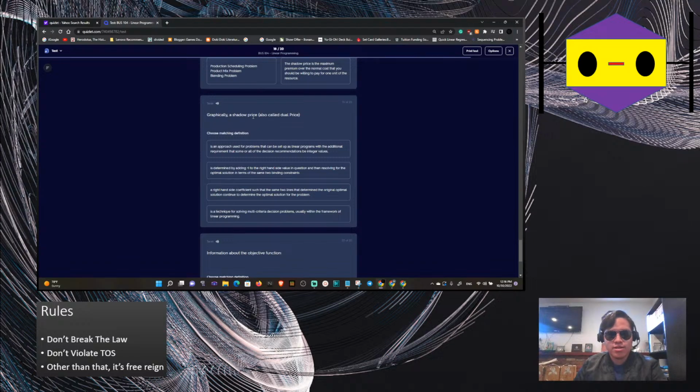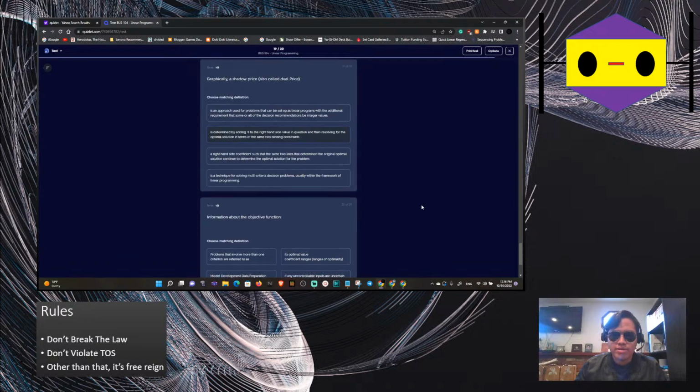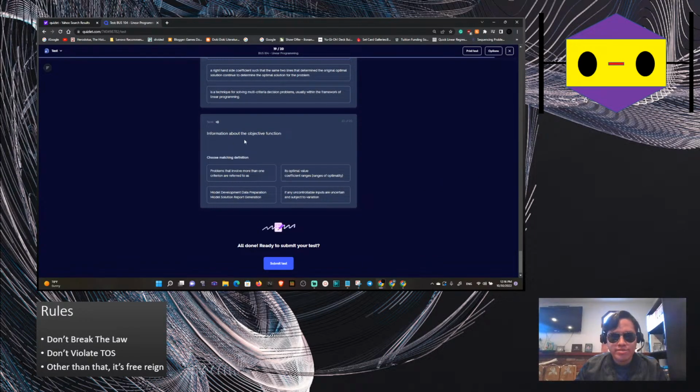Graphically, a shadow price, also called dual price, is what? Dual price. Oh, it's determined by adding +1 to the right hand side value in question. Oh yes. That one's easy. Information about the objective function. Objective function. The objective. Okay.